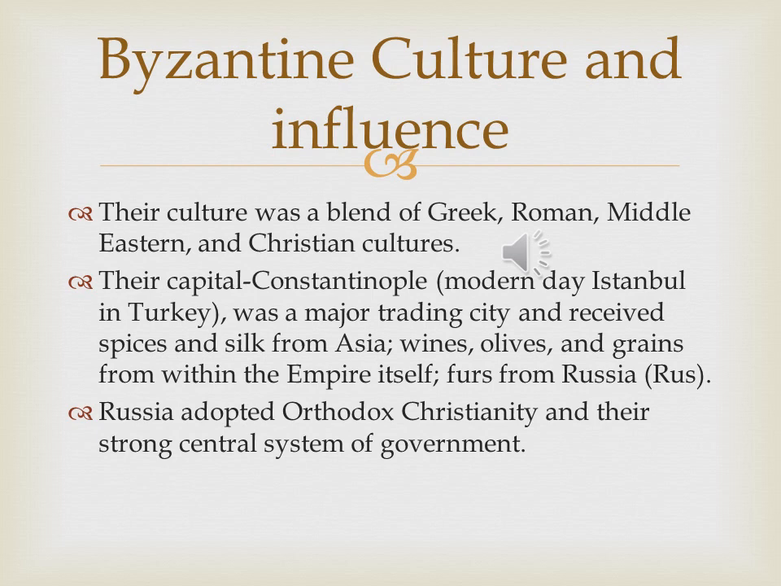Byzantine culture and influence. Well, kids, their culture was a blend of Greek, Roman, Middle Eastern, and Christian cultures. Their capital, Constantinople, which was located in modern-day Istanbul and Turkey, was a major trading city and received spices and silk from Asia, wines, olives, and grains from within the empire itself, because if you looked at the map, the empire was very large. It also influenced Russia, which back then was known as Rus, in lots of ways, because Russia adopted Orthodox Christianity and their strong central system of government.